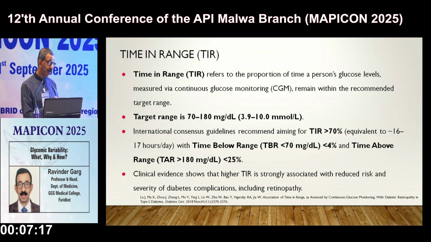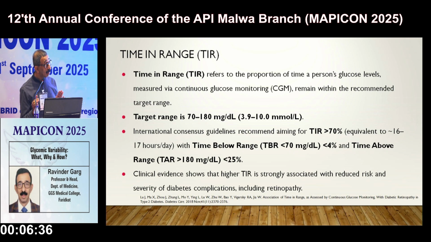Time in range. This is the latest thing. Time in range means the time duration during the whole day your sugar remains within range. And what is that range? That range is very clearly mentioned: 70 to 180 milligrams per deciliter. But for how many hours out of 24 does it stay there? More than 70% of the day. That means 16 to 17 hours in a day. If your sugar remains between 70 to 180, the patient has a good time in range, right?